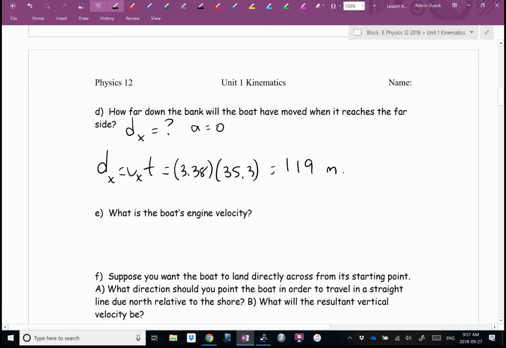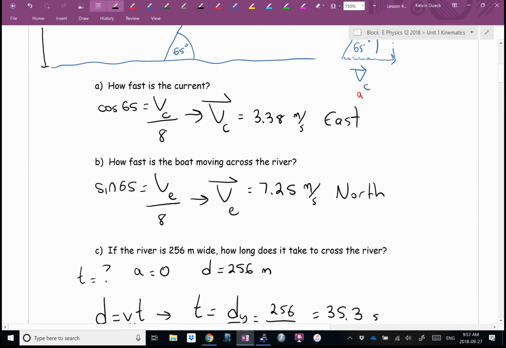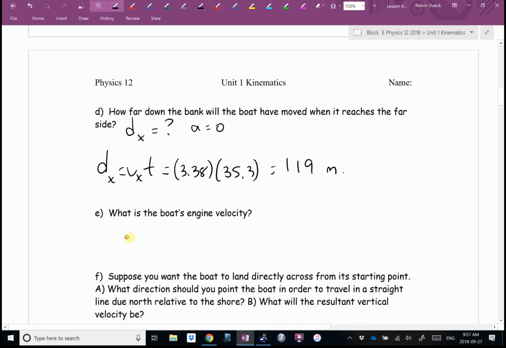E says, what's the boat's engine velocity? I didn't leave you much room here on purpose because you already know the answer. What is the boat's engine velocity? And again, not 8. We actually figured that out when we found the vertical component. I think up here, I just said how fast is the boat moving across the river, but I used the subscript of, you know what, what's pushing it across the river, Brian? The engine. So that's the engine velocity, 7.25 meters per second north, or whatever direction.